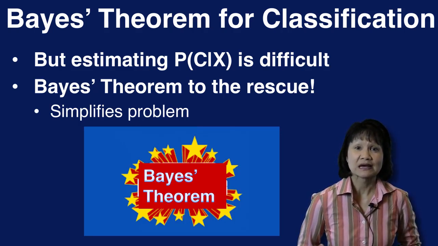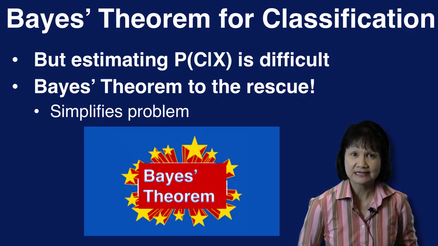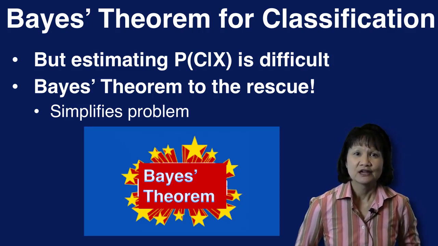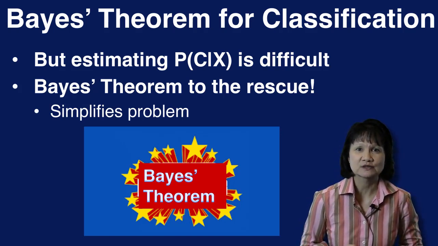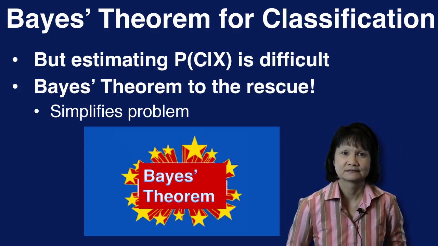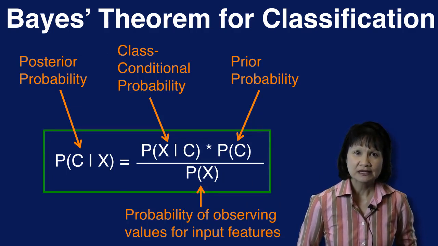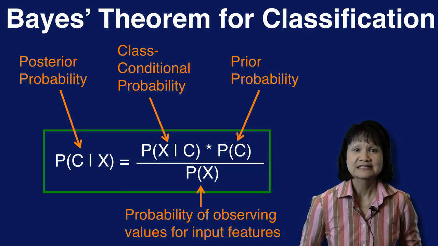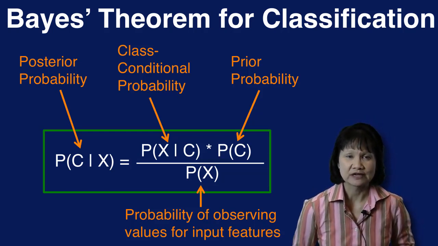And here's where Bayes' theorem comes into play. The classification problem can be reformulated using Bayes' theorem to simplify the classification problem. Specifically, using Bayes' theorem, probability of C given X can be expressed using other probability quantities which can be estimated from the data. Here is Bayes' theorem again, with some additional terms defined. Probability of C given X is referred to as the posterior probability, since it is the probability of the class label being C after observing input features X.